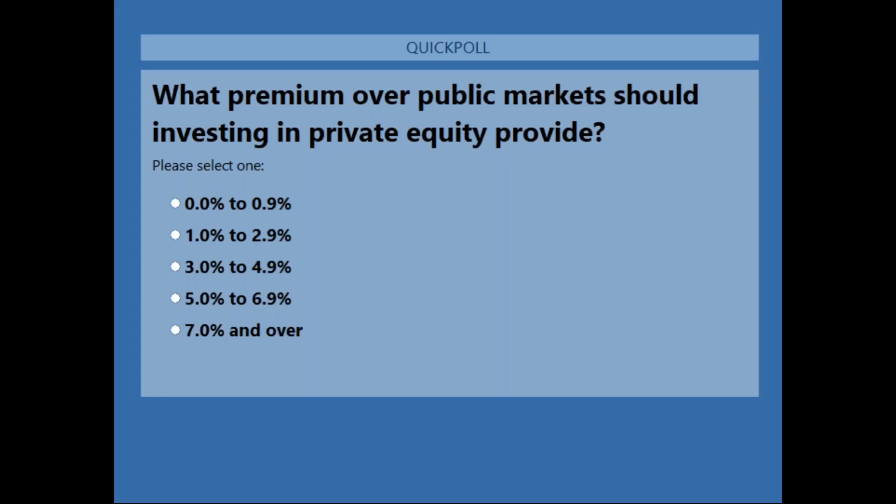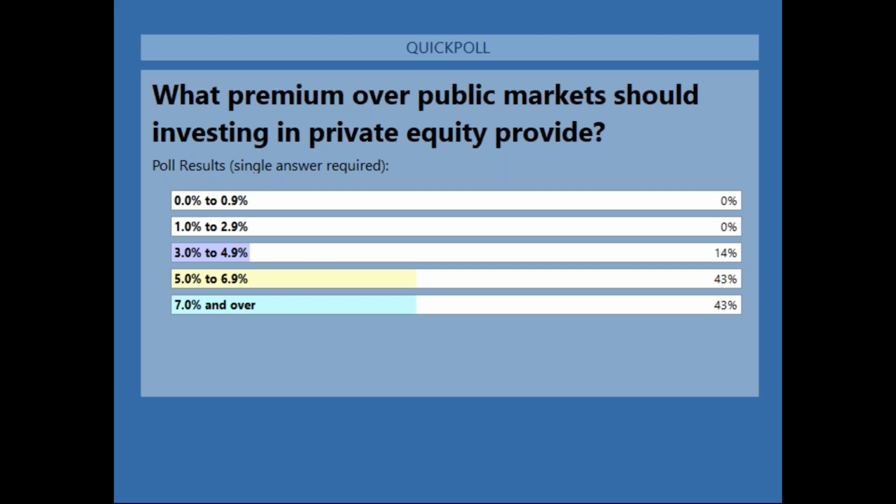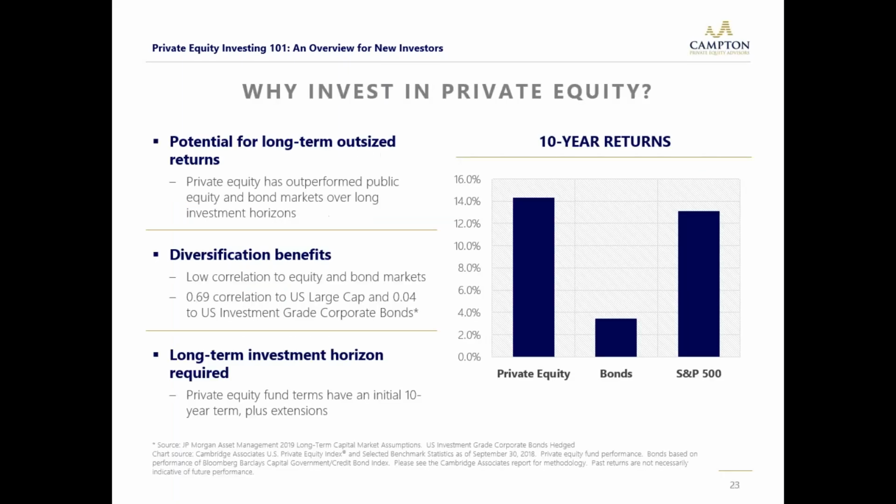This one relates to what premium you think investing in private equity should provide over an investment in, say, an index like the S&P 500. So we're looking here for what kind of premium you should expect from investing in private equity over the public markets: under 1, between 1 and 3, 3 and 5, 5 to 7, or over 7. We'll wait another second, but why don't we go ahead and close that poll and see what the results are. Interesting. So between 5 and 7 and over 7 are the answers here. Let's move forward on the slides, and we'll talk about that.